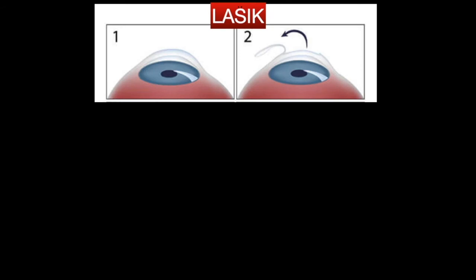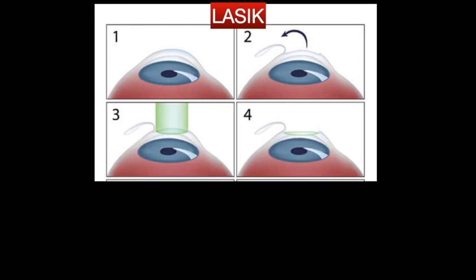Now, let us look at LASIK. In LASIK, the epithelium is not touched. In figure 2, you can see that a partial thickness flap of cornea is created and lifted. This flap can be created either by an instrument called a microkeratome or by a femtosecond laser.